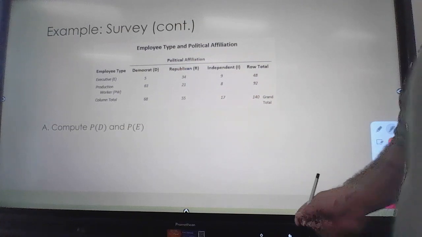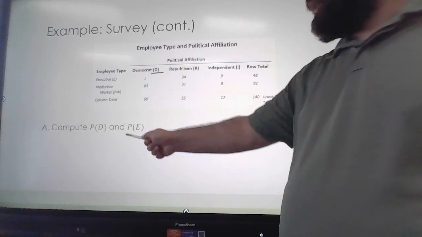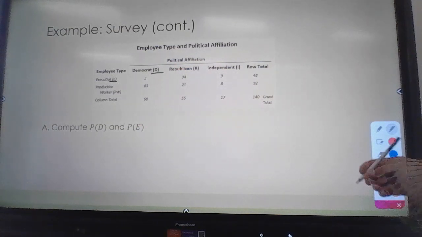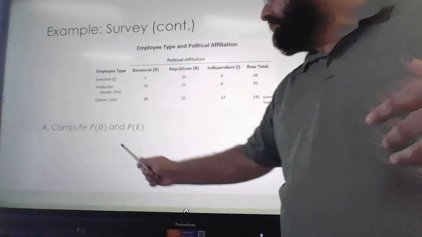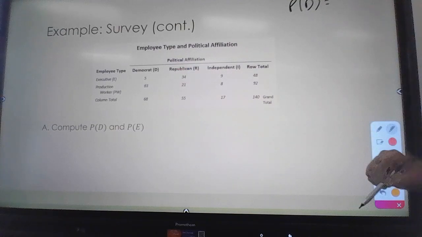We're going to use this table to answer the following probability questions. I want to compute the probability that the person I choose at random is a Democrat and the probability that the person I choose is an executive. Now, this isn't an "and" probability where I'm finding the probability of two events happening at the same time. What I'm doing is finding probabilities of separate events.